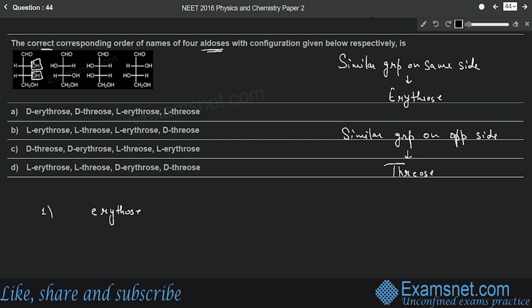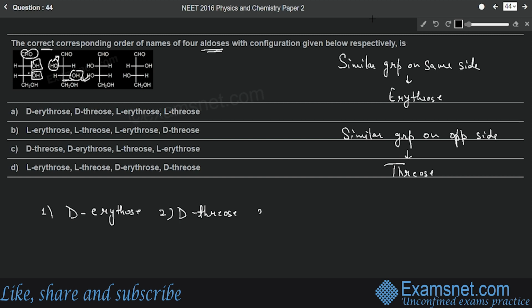Now which erythrose? D erythrose or L erythrose? We have to consider that OH group that is at a further distance from the carbonyl CHO group. This lower one is on the right hand side, so this will be D erythrose. Now the second one, here the OH groups are on opposite sides, so it is a threose. The lower OH is on the right hand side, so this will be D-threose. We don't have to consider the OH which is nearer to the carbonyl group, but the one at a further distance, the lower one.